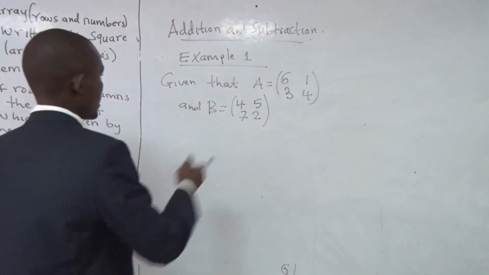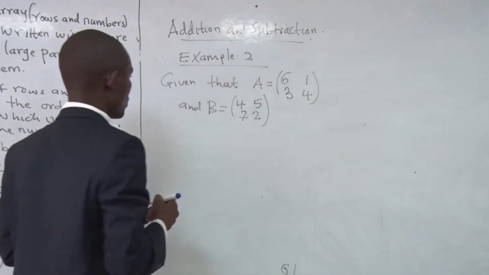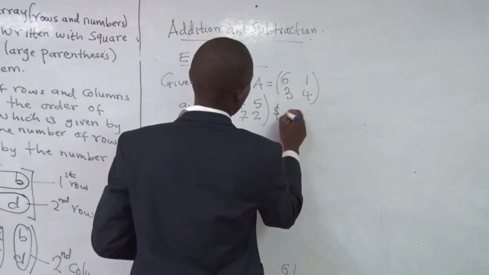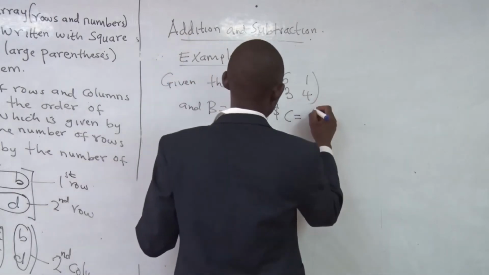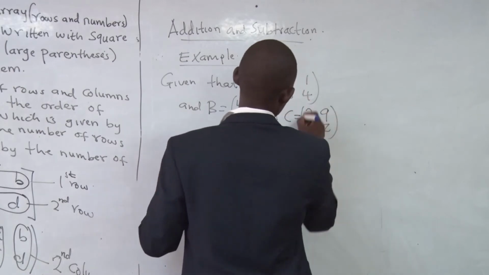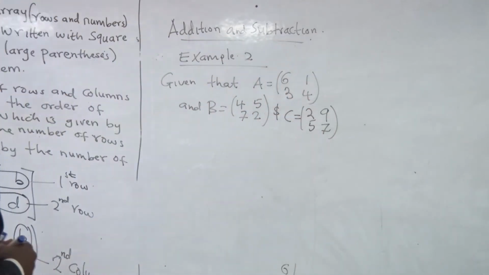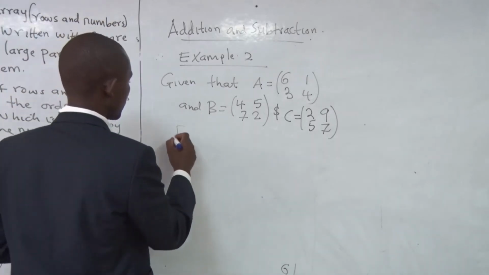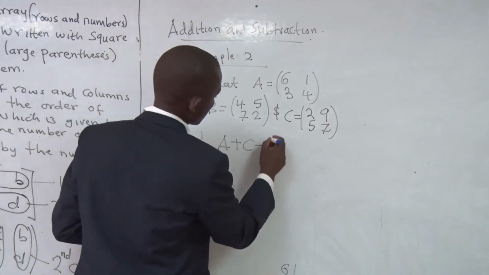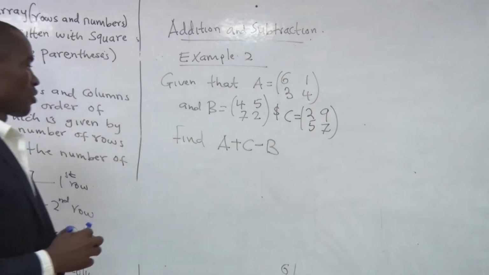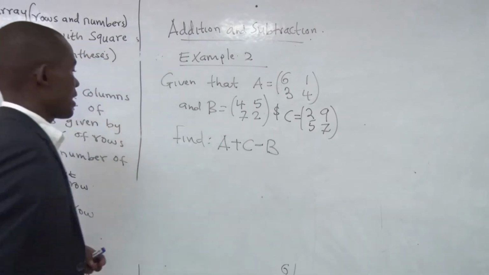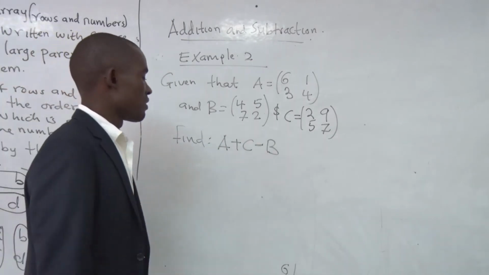We are taking example 2. You can be told, given that A is equal to that, B is equal to this, and perhaps you are given C, and C is equal to, maybe let us take 2, 9, and 5, 7. You are now told to find A plus C minus B. That is what you are told to do. If you are told to evaluate these, the best thing you will do, you just arrange them in the order they have given you in the question.